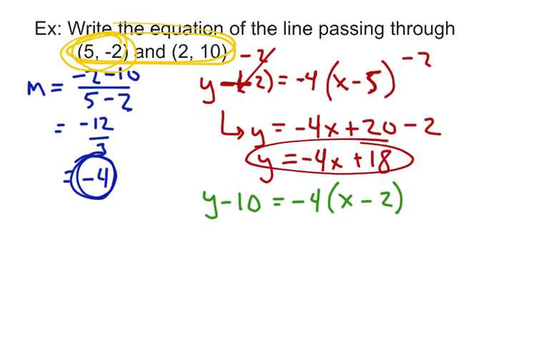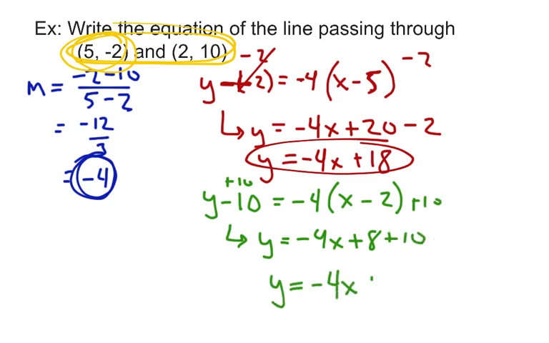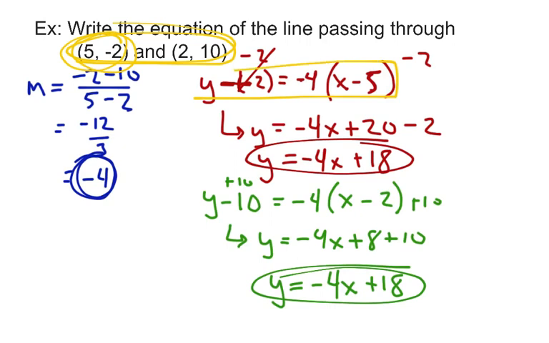But let's turn it into slope-intercept form. I will distribute the negative 4. And now this is minus 10, so I'm going to add 10 to both sides. And wouldn't you know, we get the same equation, y equals negative 4x plus 18. Okay. So what that means for us is that when we're trying to put something into point-slope form, it may look a little bit different each time that we do it. But we're still getting a correct answer.